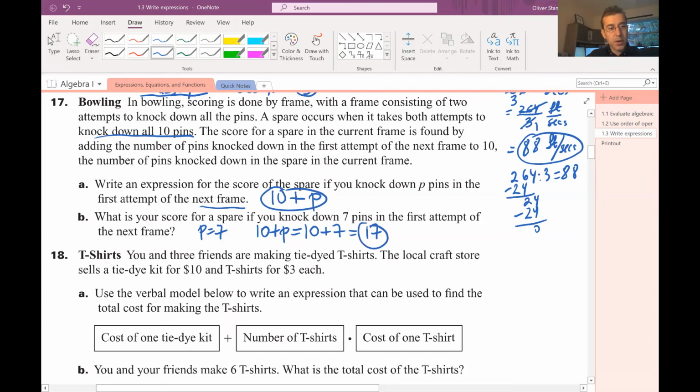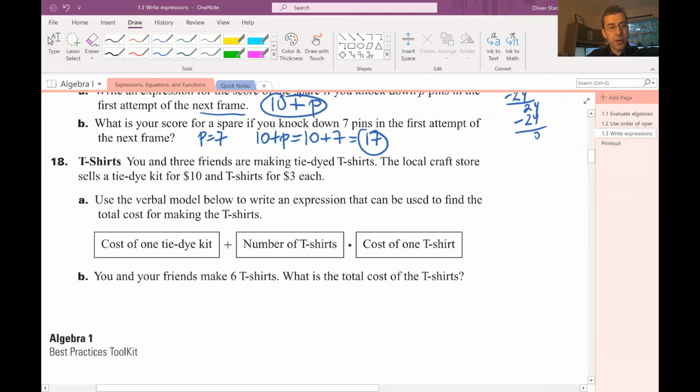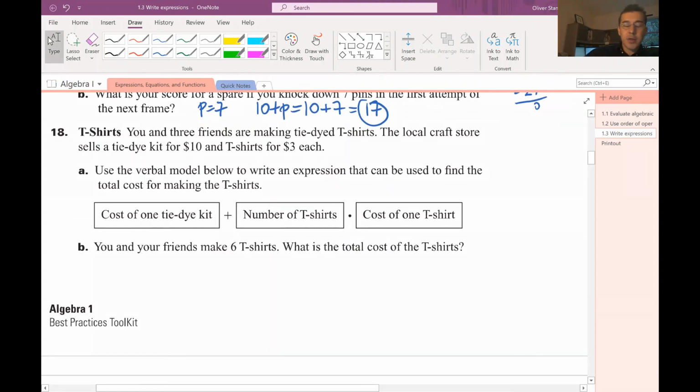T-shirts. You and 3 friends are making tie-dye t-shirts. The local craft store sells a tie-dye kit for $10 and t-shirts for $3 each. Use the verbal model below to write an expression that can be used to find the total cost for making the t-shirts. Okay. So in this case, we just have to basically use variables for these things here.